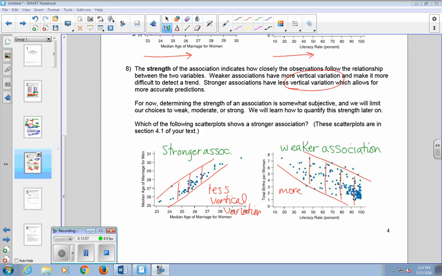And this one has more vertical variation. Just one more example here. If you had a scatter plot that looked like the one I drew up above, so a lot of scatter, this would be even weaker than the one on the right. If you look at its vertical variation, that's got an even greater vertical variation. So this would be the weakest association.